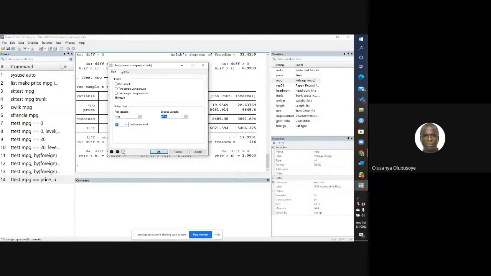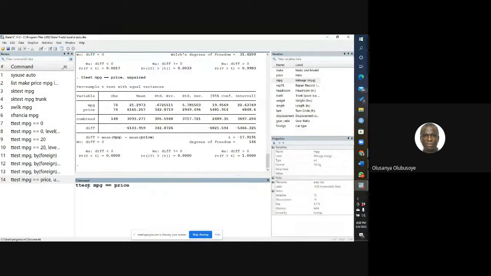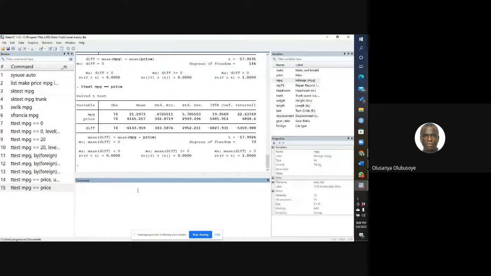So I select price and then I can copy the command and paste. So this is the test. This time, because there is no option of unpaired, it means the two are paired. So again, the result is not different. So the conclusion is not different.